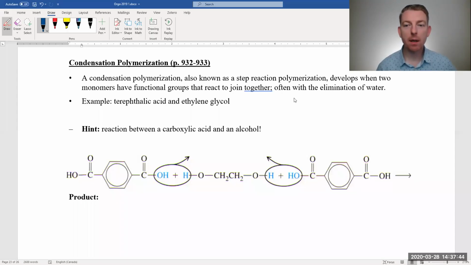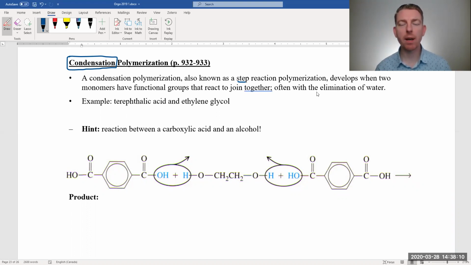Hello again. Okay, so we're going to carry on with polymerization. This time we're looking at condensation polymerization. So this uses the condensation reaction that we've already talked about a couple of videos ago. This is also known as a step reaction, but we'll call it a condensation polymerization, condensation reaction when we refer to it.